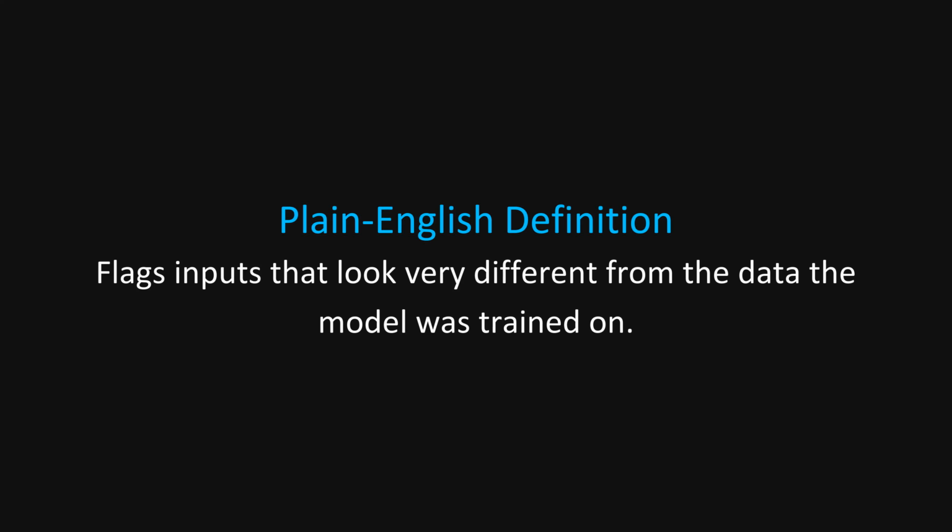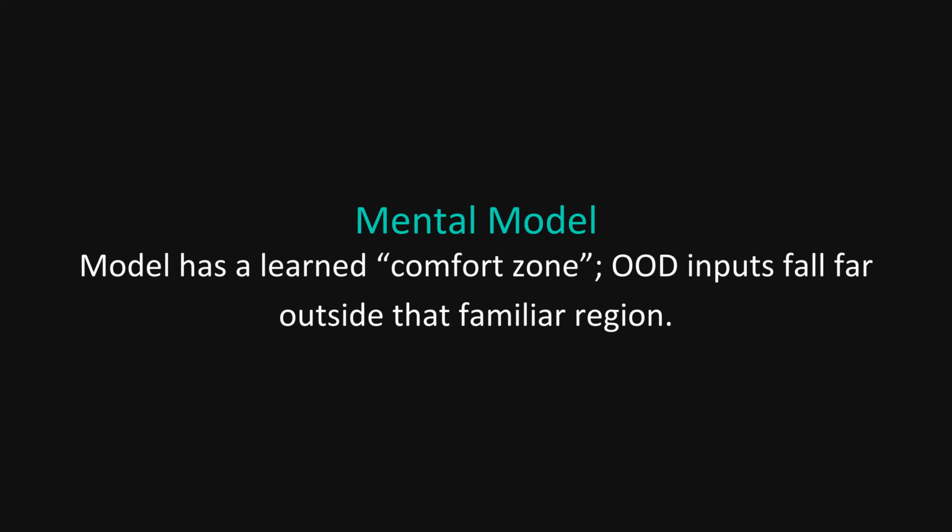It tells the system, this example is unfamiliar, so my prediction might not be trustworthy. A simple way to picture it. Imagine your model has learned a tight comfort zone around the kinds of examples it has seen before. Out-of-distribution detection measures how far a new input sits from that familiar zone, and raises a hand when something lands way out in the wilderness. This is closely related to how models behave under data distribution shift, which you may have seen discussed separately.